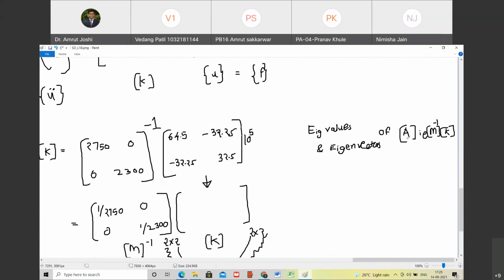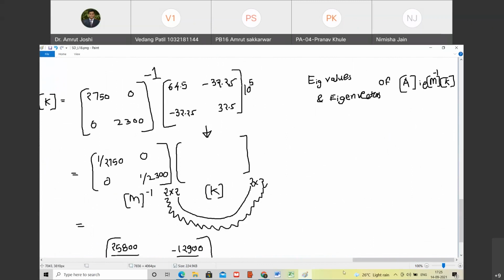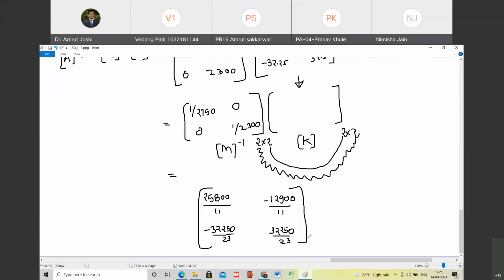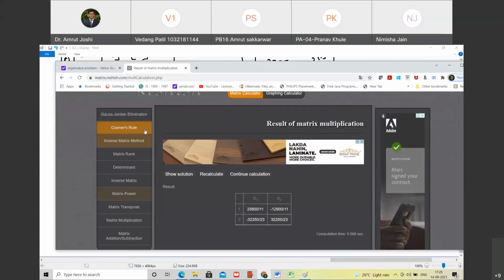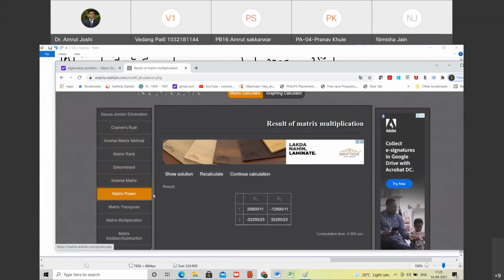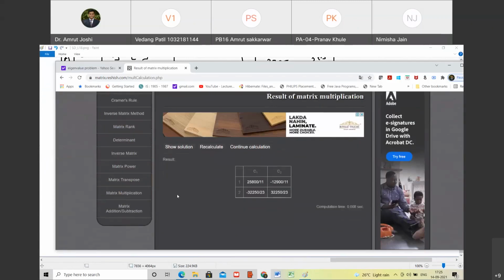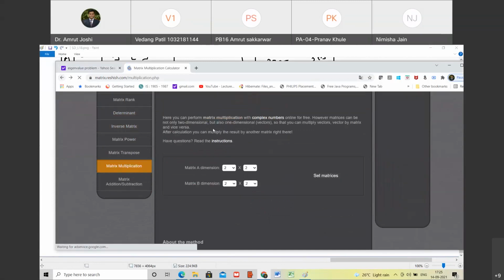So now we are going to find the eigenvalues of A, which is M inverse K. For this matrix I need the eigenvalues. How do I get that? I can find the eigenvalues online itself. You can also find eigenvalues on your calculator. Are you with me?